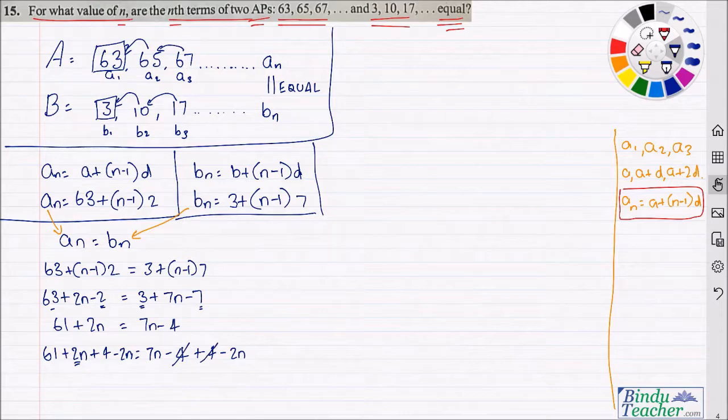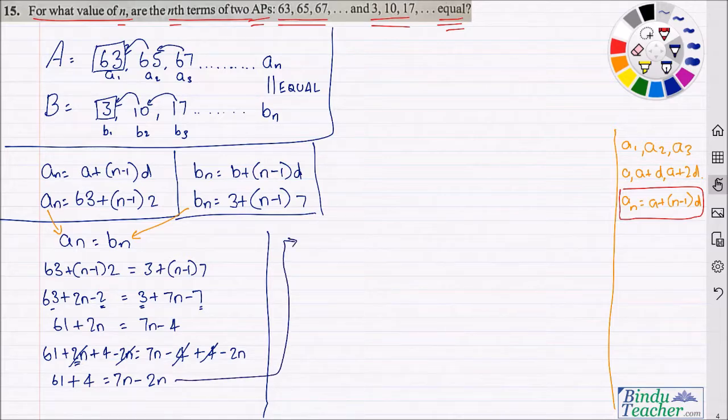Now let's simplify this. Minus 4 and plus 4 cancel out each other. Plus 2n and minus 2n cancel out each other. We will have 61 plus 4 equals 7n minus, sorry, it's 7n minus 2n. Now let's continue in the next column. So 61 plus 4 is 65 equals 7n minus 2n will give me 5n.